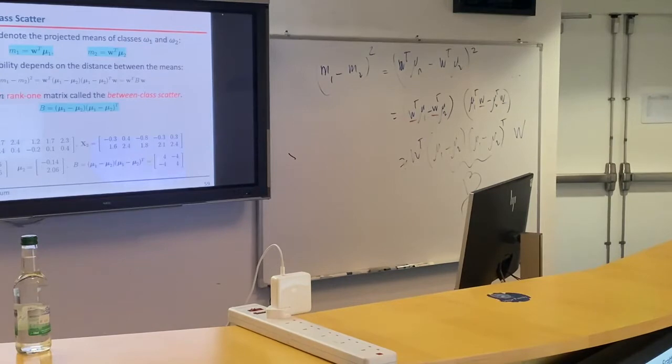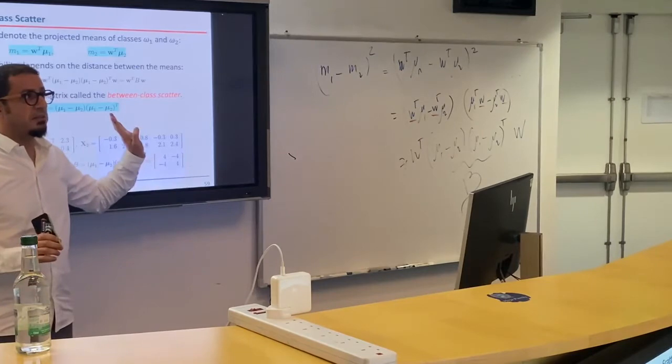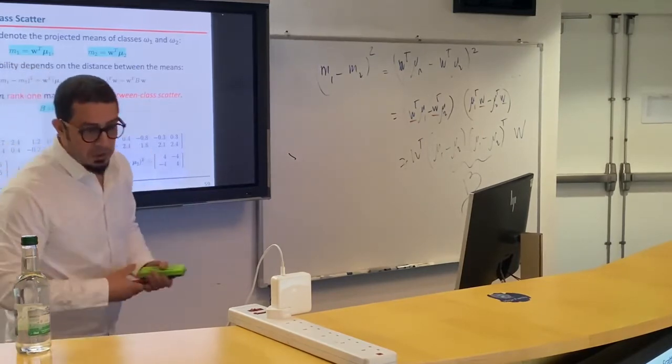Clear now? Okay. For example, if you have x1 and x2, you can calculate the mean of each, mu1 and mu2, and you can calculate your matrix directly. Clear the idea? Okay, let's go to the values.